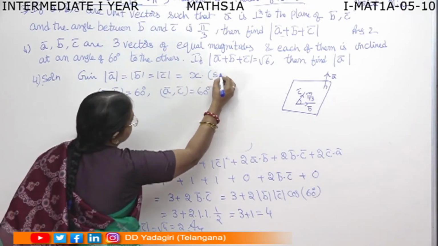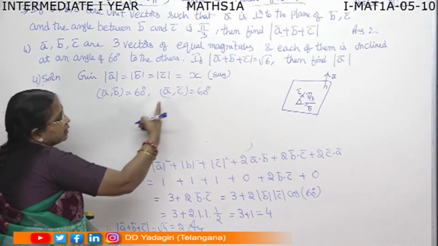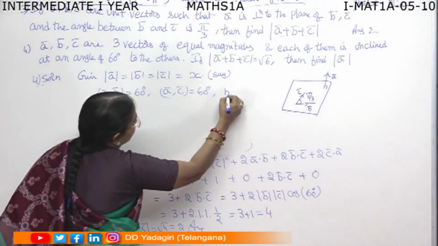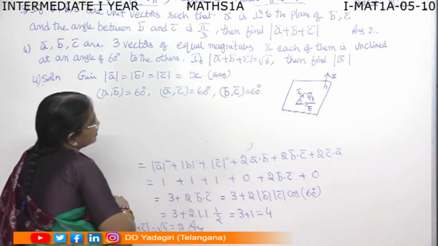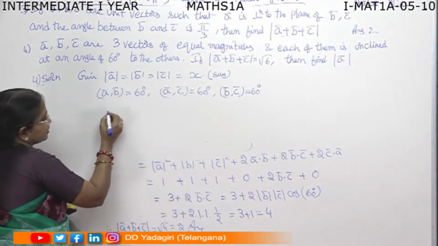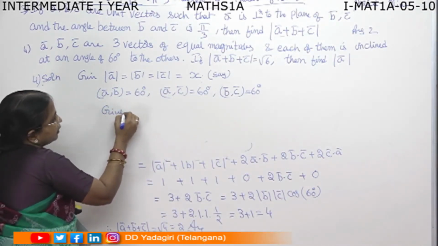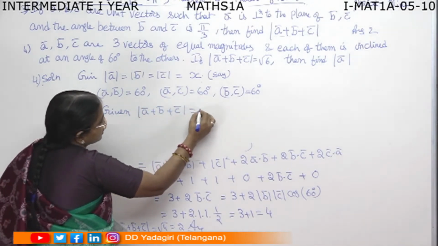Here we are taking x, so we'll write, say, angle between A and B is 60, A and C is 60, and angle between B and C is also equal to 60 degrees. These are all given. Now you are also given one more thing. What is it? You are also given mod of A plus B plus C is equal to root 6.